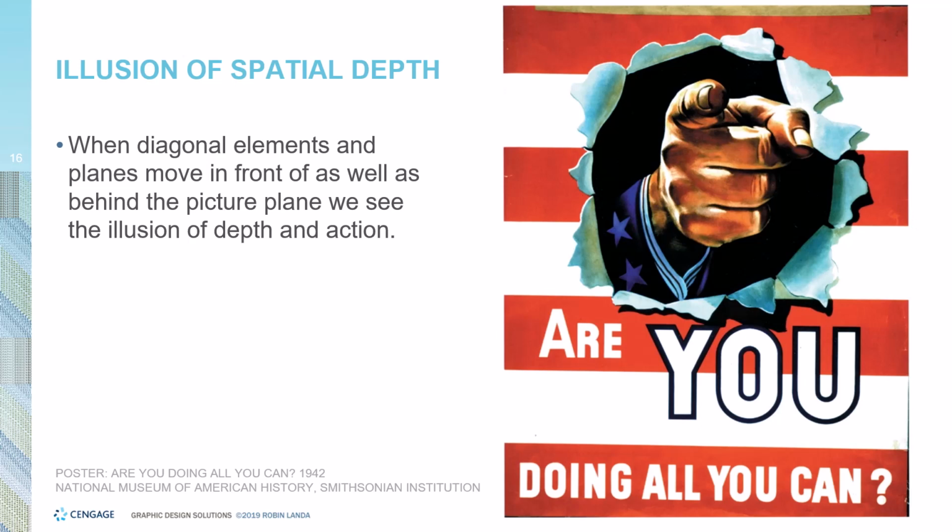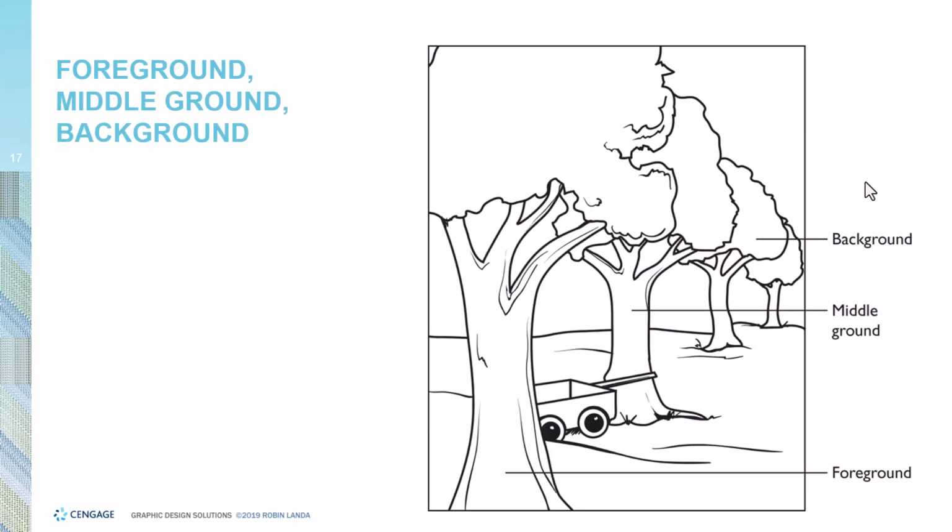In this image, an irregular or Baroque pictorial space, which is referring to Flemish Baroque painting, diagonal elements and planes move in front of as well as behind the picture plane, creating the illusion of depth and action, suggesting an aggressive spatial property. In pictorial space, the picture plane can be manipulated into the illusion of spatial planes. There are three main planes with many others in between.